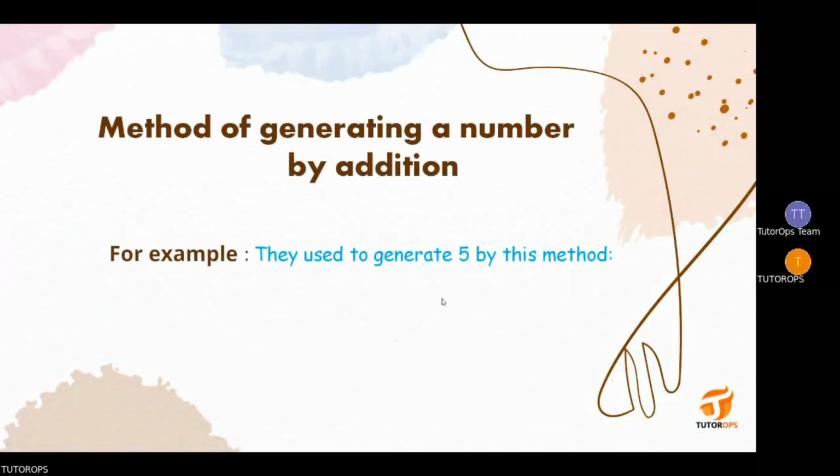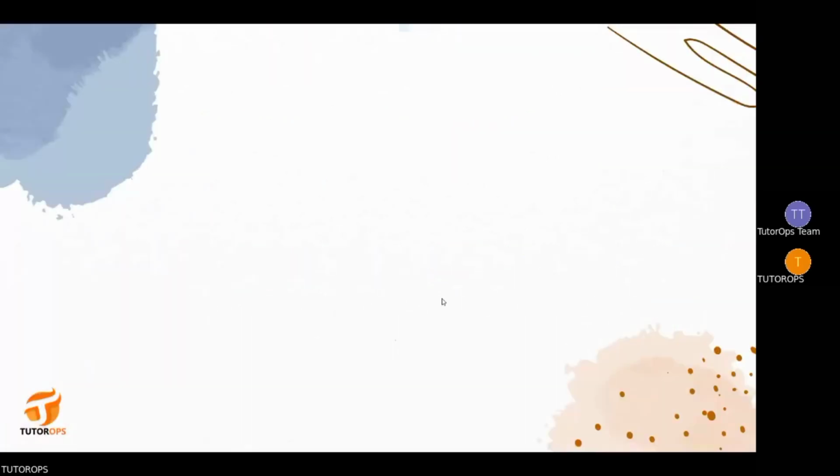Now, let me take another example for your sake. They used to generate 5 by this method. 0 plus 1 equal to 1, 1 plus 1 equal to 2, 2 plus 1 equal to 3, 3 plus 1 equal to 4, and the last step will be 4 plus 1 equal to 5. Here n is 5, and n minus 1 is 4. So in this way, we can generate a formula also.